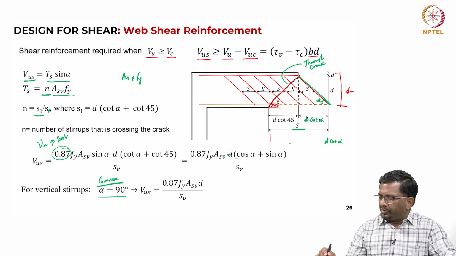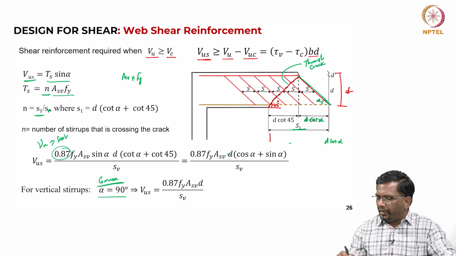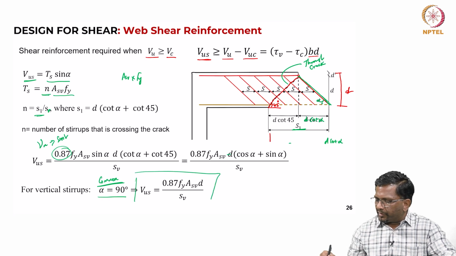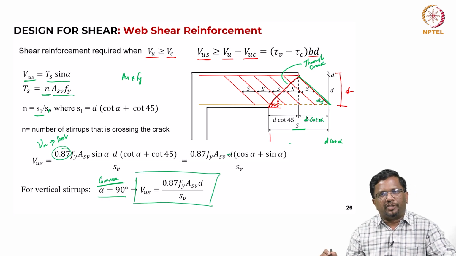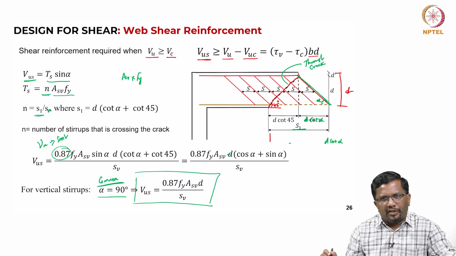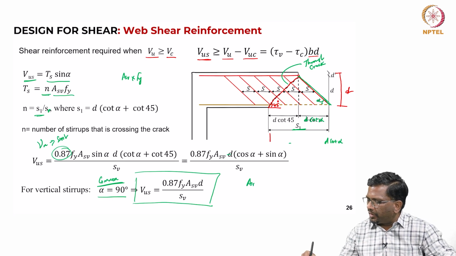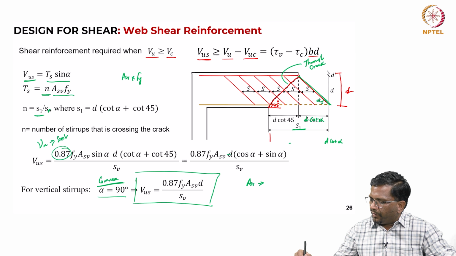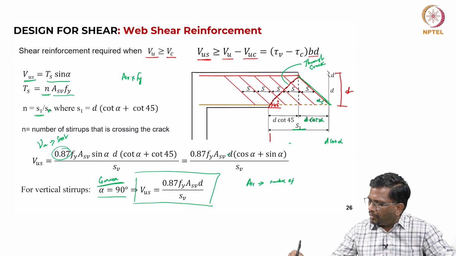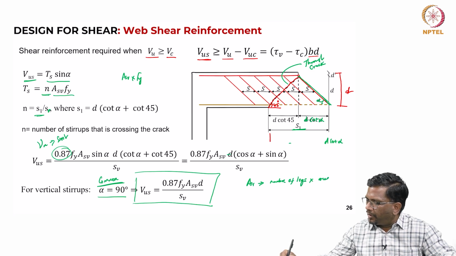So, if you substitute alpha equal to 90 degree, then you will find a very simplified expression for the contribution of stirrups in shear resistance: 0.87 Fy times ASV into d by SV. Again, ASV stands for the number of legs multiplied by the area of one leg of the stirrup.